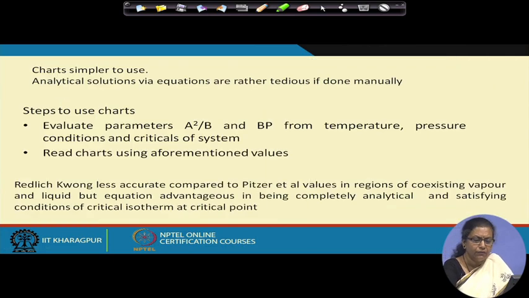So, therefore, here I would just like to mention in conclusion, since the Redlich-Kwong equation is used very frequently to find the fugacity coefficient in the case of hydrocarbons, we can use the analytical equations, but they are quite tedious, but they are accurate. On the contrary, if we use charts, the charts are simpler to use. We just need to find out, as I have already mentioned, the parameters a square by b and Bp from temperature, pressure conditions and the criticals of the system, and then read the charts using these aforementioned values.